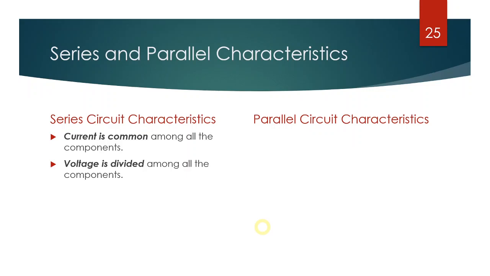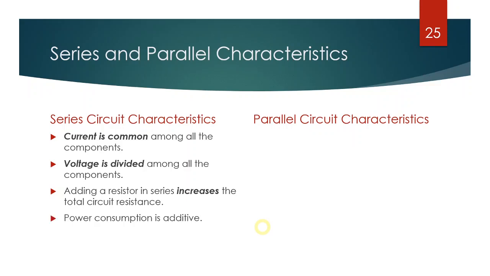The voltage gets divided amongst those components. And when you add resistance onto this circuit, it's going to increase our total resistance. And the power consumed by each one of the devices is just additive. So we can just add them all up to get to our total power.